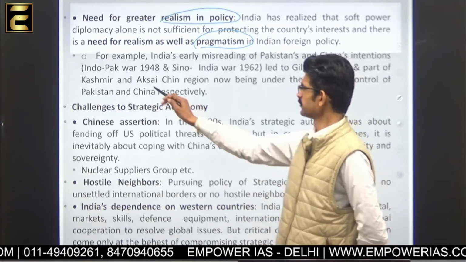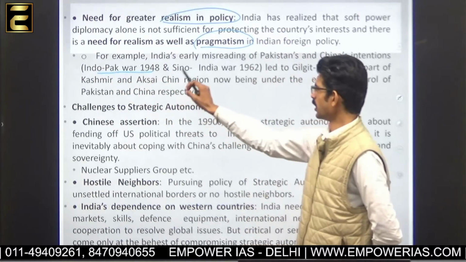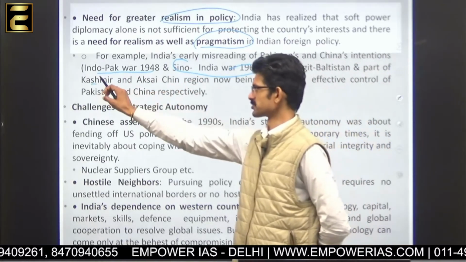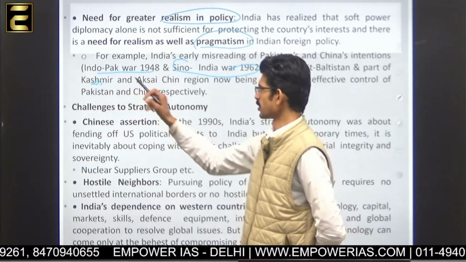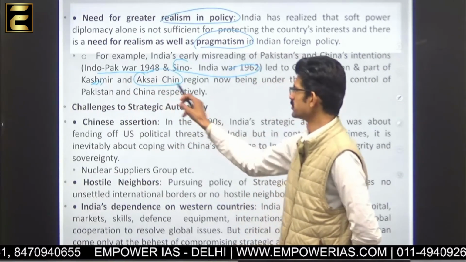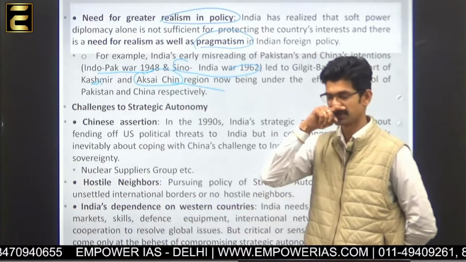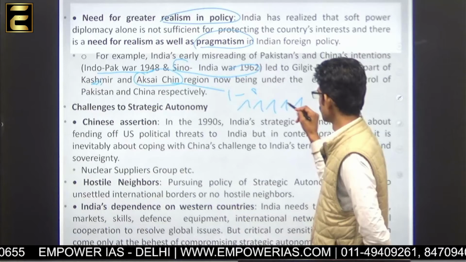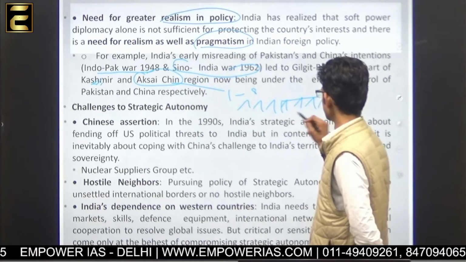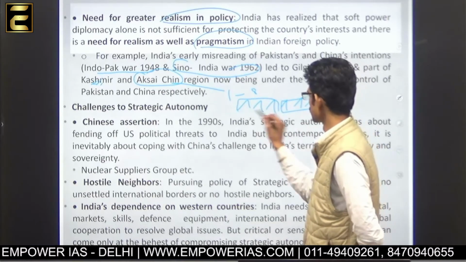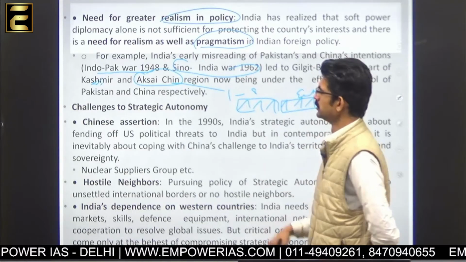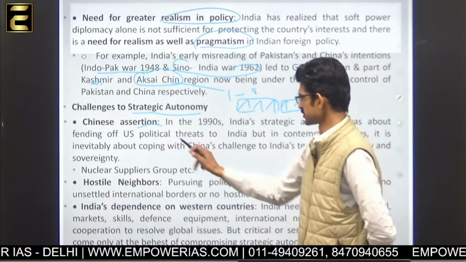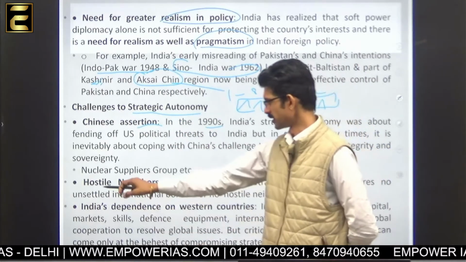Then in 1948 we saw the Indo-Pak war and the Sino-India war, and there was capture of the western part of Kashmir, that is Pak-occupied. Then the Aksai Chin area, in which we saw hostility by China. So peak numbers 1 to 8 are there, and peaks 1 to 4 were captured by China, which were in the eastern part. So these are challenges for strategic autonomy, that is Chinese assertion and hostile neighborhoods.